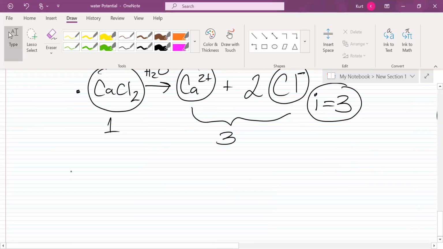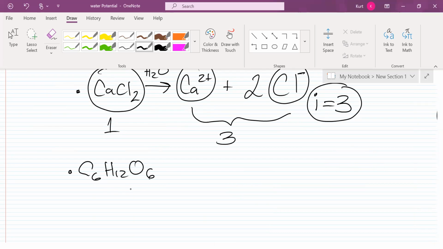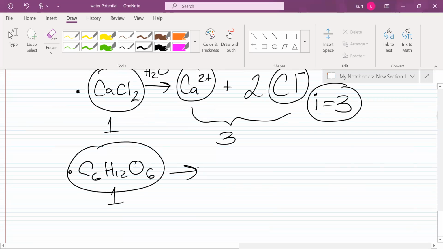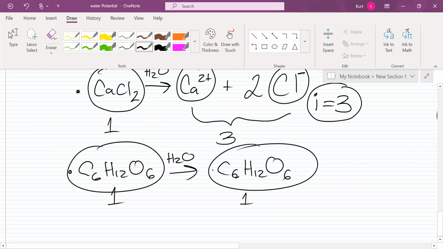Now, here's a final example for this. C6H12O6, glucose. What type of elements are carbon, hydrogen, and oxygen? Are they all metals or are they all nonmetals? So is this an ionic compound or is this a molecule? It's a molecule. And when you put a molecule into water, do you know what happens to it? It doesn't separate. So when I throw it into water, its ionization constant is still 1. This is because it is made up of all nonmetals. It is molecular.